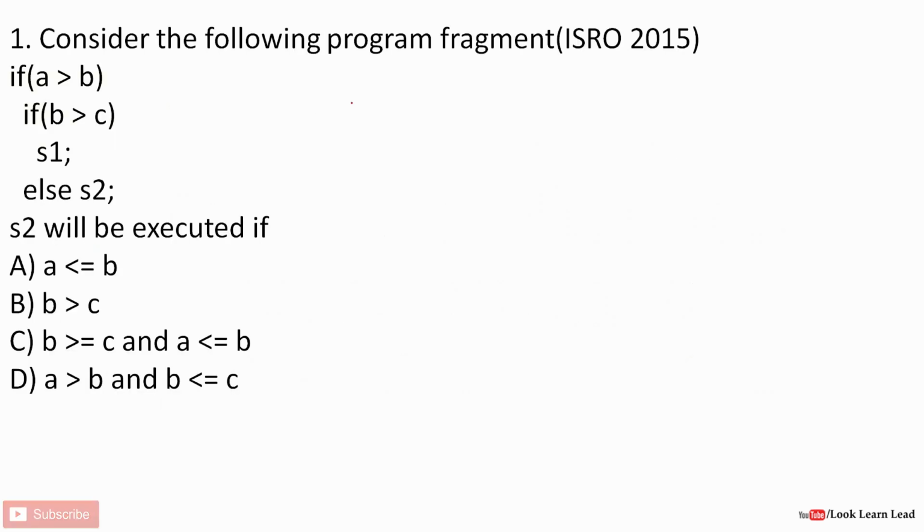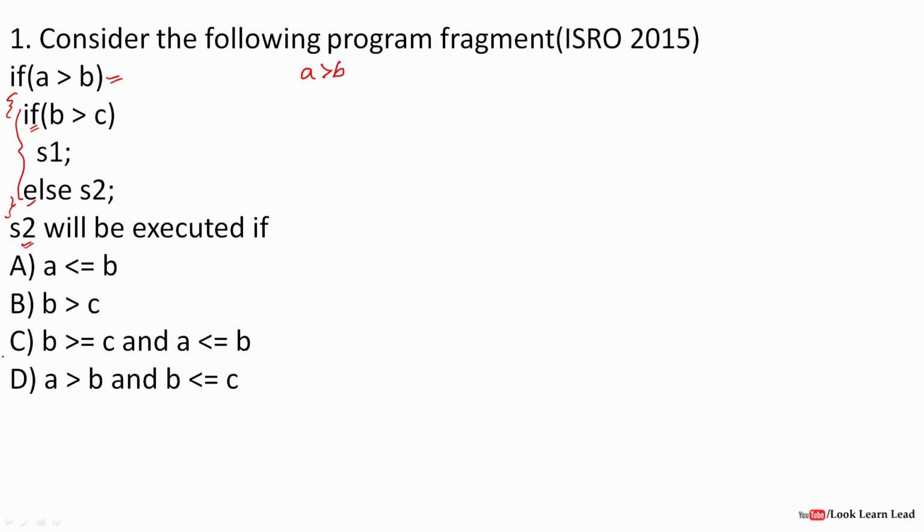Consider the following program fragment. We have to tell when the statement S2 would be executed. It is if A is greater than B, so it is the first condition, and this else is for this if. It starts over here and it ends over here. So for S2, A should be greater than B is a must.